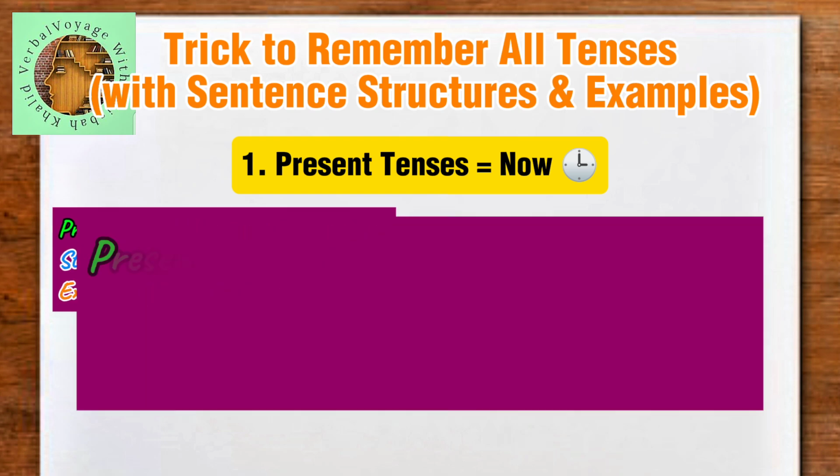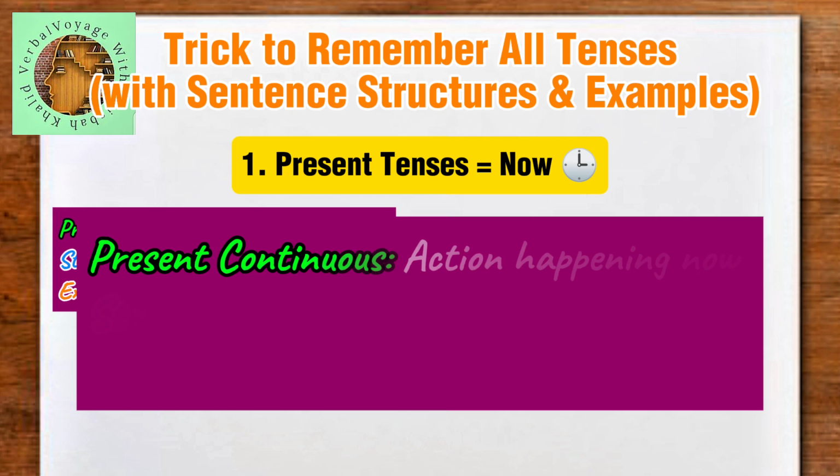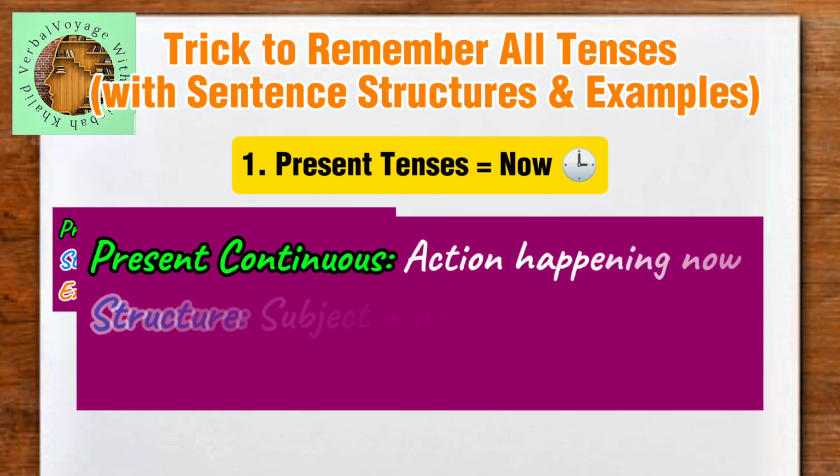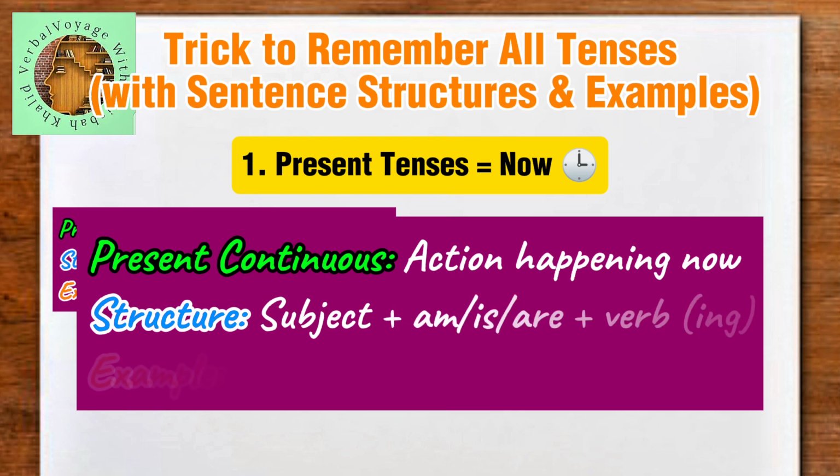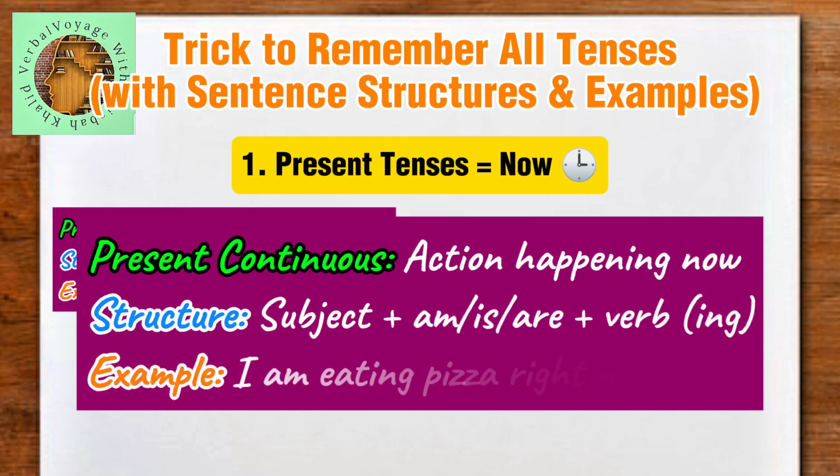Present continuous. Present continuous is used for action happening now. Structure of present continuous is subject plus am, is, are plus verb ing. For example, I am eating pizza right now.